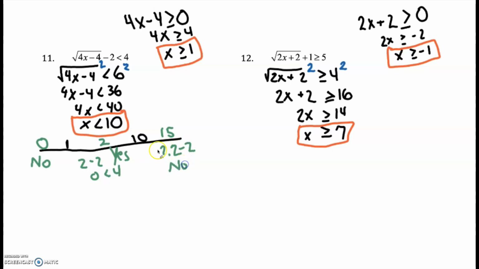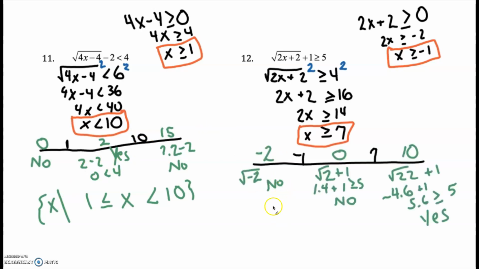No. So you'll see that the solution is going to be greater than or equal to 1 and less than 10. So I'll put that in set builder. X such that 1 is less than or equal to x, which is less than 10. Make sure you change that symbol so it's just less than, not less than or equal to there. So go ahead and try 12 using those checkpoints and see what your solution is going to be. And I'll check in with you in just a moment.